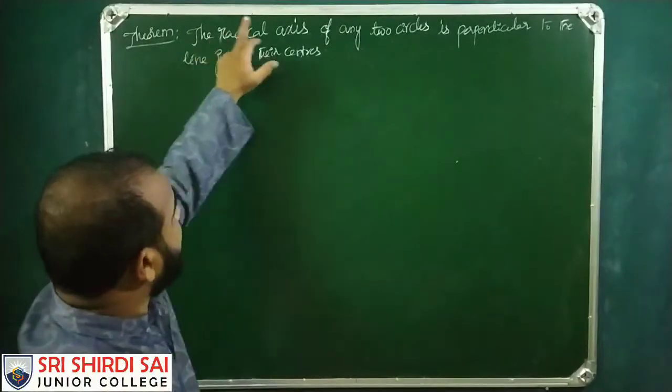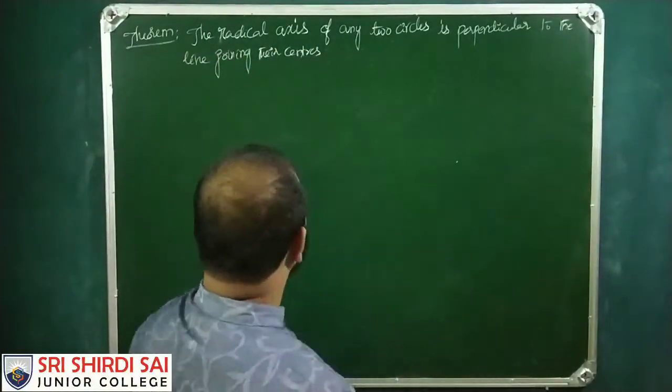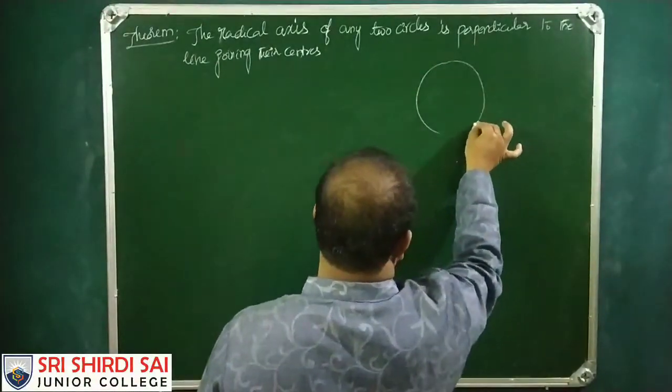The radical axis of any two circles is perpendicular to the line joining their centers. What is given is there are two circles.